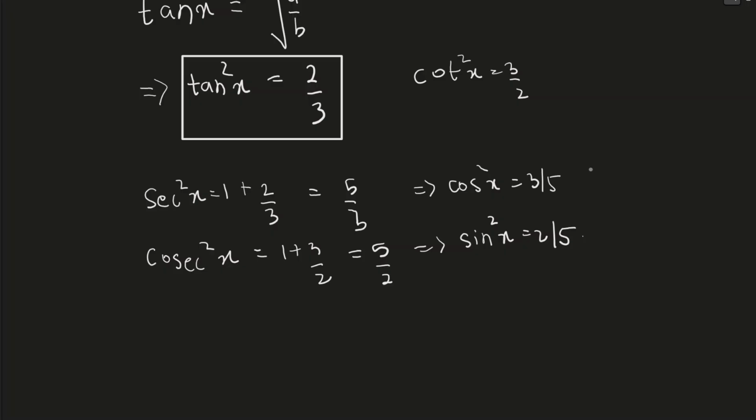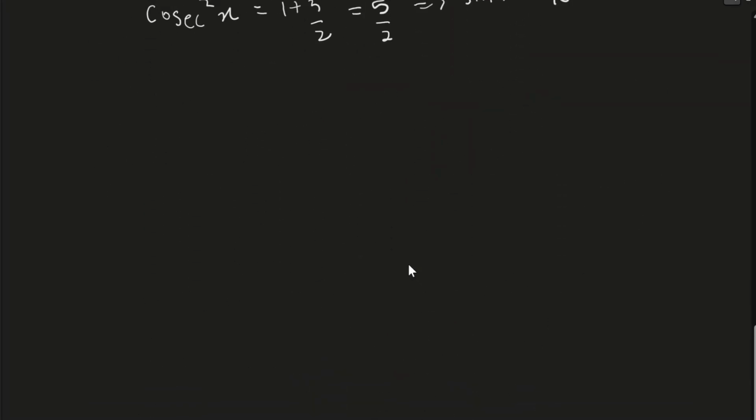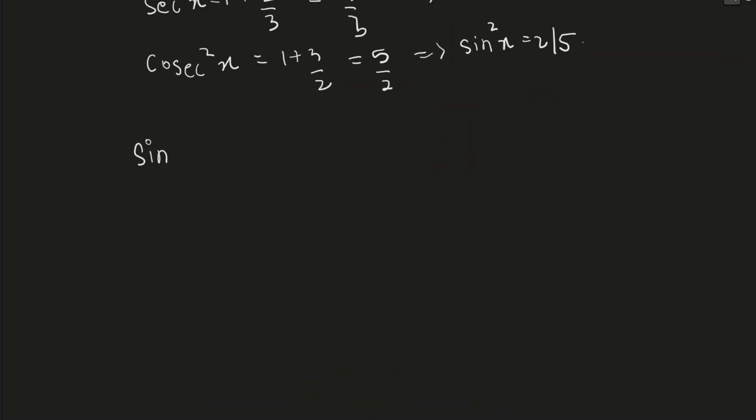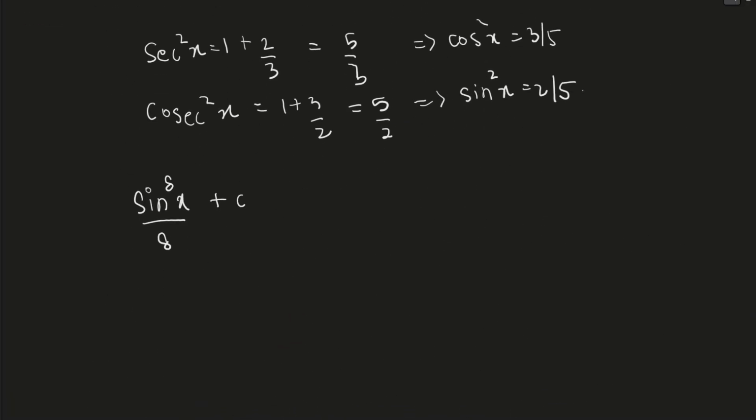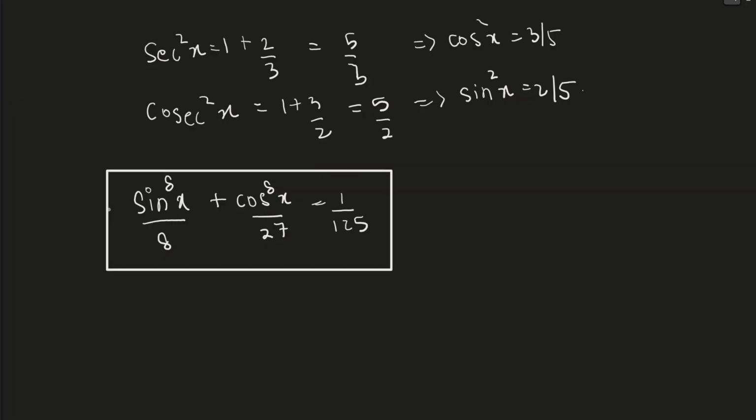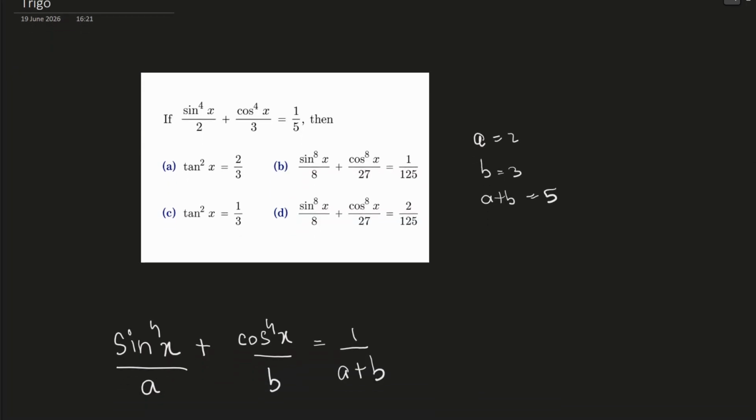So you can raise the power by 4 on both sides, and finally plugging in the values over here, you'll get sine to the power 8x upon 8 plus cos to the power 8x upon 27 as 1 upon 125 after you do all the calculations. So this is the final answer for both our options. The A part and B part are the right answers.